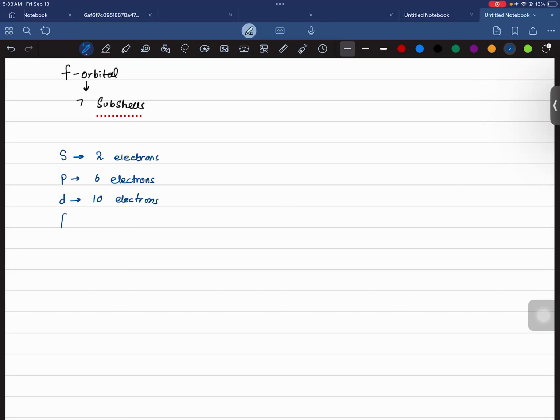Ten electrons, and F can have 14 electrons. These are the maximum capacities, as you know, regarding the shells: 2, 8, 8, 8, 8, and so on. Same goes with the orbitals.